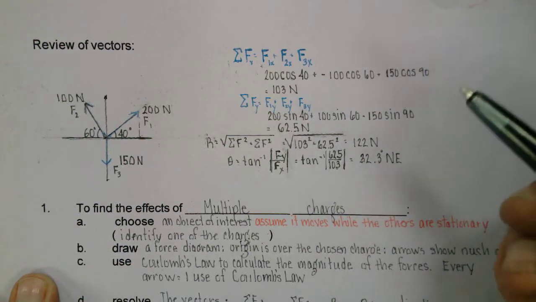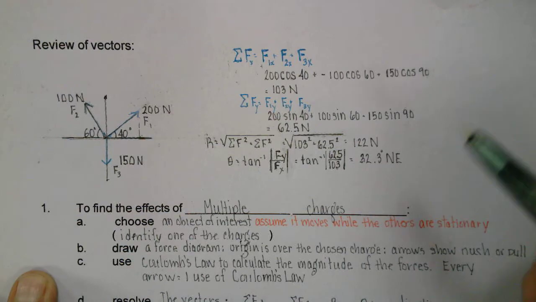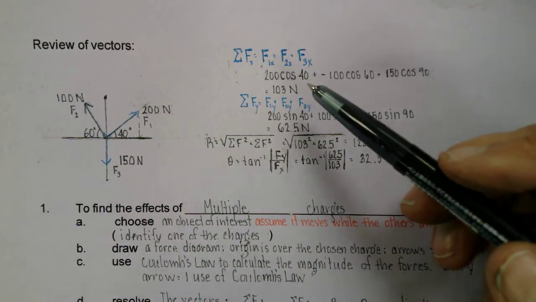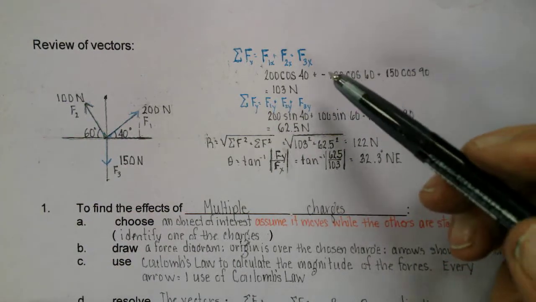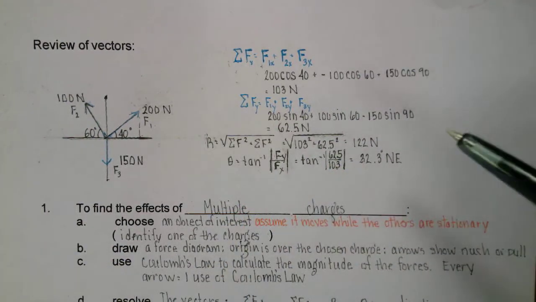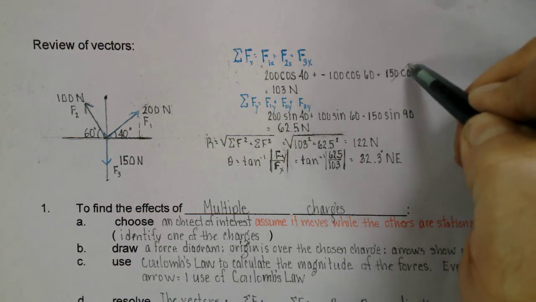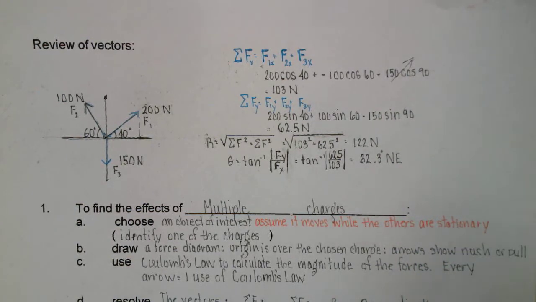And I'm going to say positive, it doesn't really matter, 100 cosine of 90, because remember the x component is asking how much horizontalness is there to this vector. Well, when it's straight down, there's no horizontalness. So I don't really have to worry about whether it's plus or minus, because one way or the other, it's going to be gone. When you do all the math on that, you end up with 103 newtons.